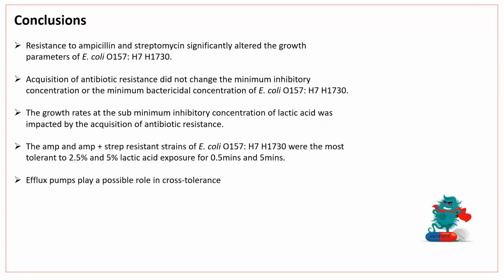And so we drew up some conclusions, and some of them were, okay, resistance to ampicillin and streptomycin could lead to some alteration in the growth parameters of E. coli. And, even though the minimum inhibitory concentration did not change, when we looked at things at the sub-minimal inhibitory concentration, there seemed to be some differences between strains that had taken up resistance to the antibiotic versus the parent strain that didn't have the resistance. And, we found that one of the strains, E. coli O157:H7 30, with resistance to ampicillin and streptomycin, was the most tolerant to 2.5 and 5% lactic acid.